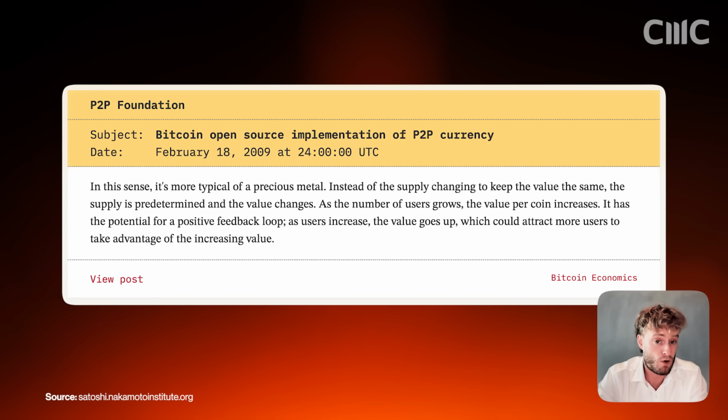And as the network grew, more miners joined in, and that increased usage helped drive the price growth. As Satoshi put it back in 2009, instead of the supply changing to keep the value the same, the supply is predetermined and the value changes. As the number of users grows, the value per coin increases. This creates a kind of positive feedback loop. More users drive up the value, and the higher value attracts more users.